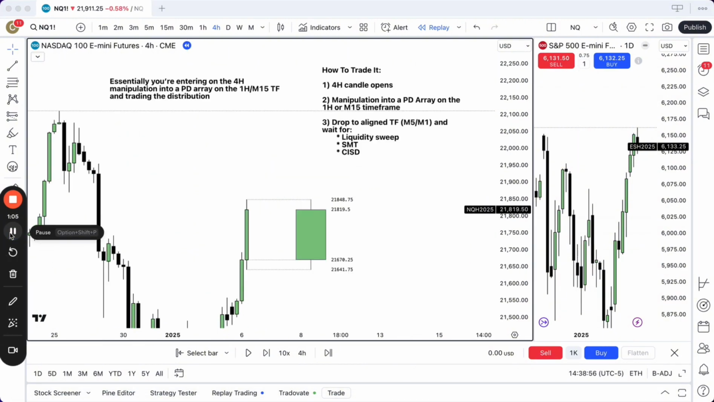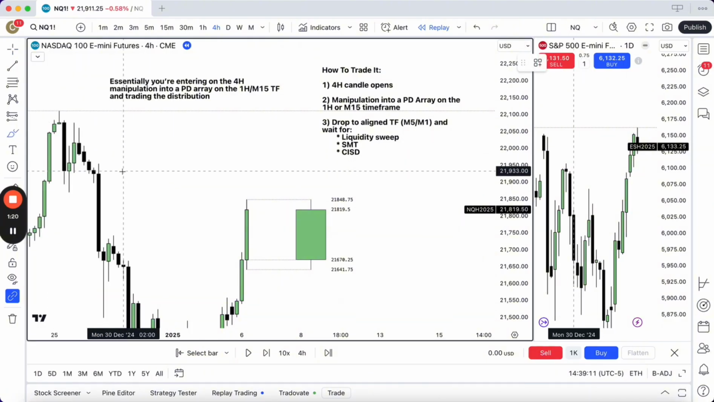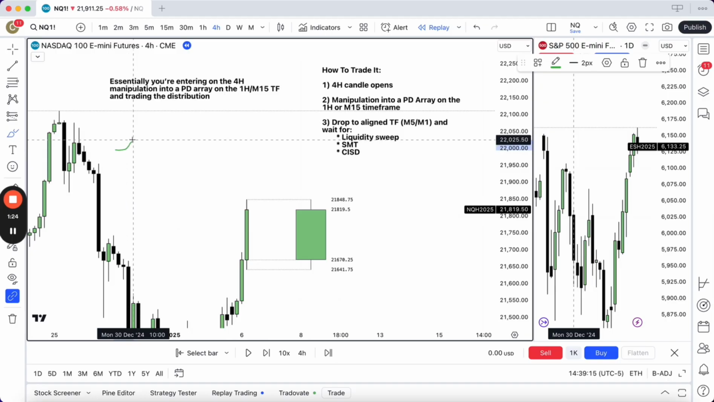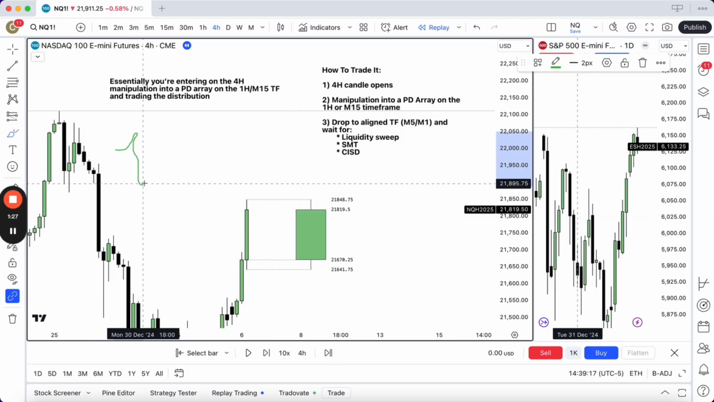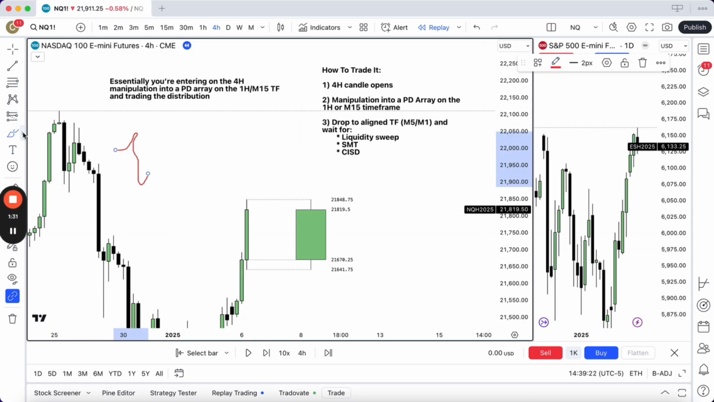So what the 4-hour PO3 actually is, essentially, you're entering on the 4-hour manipulation into a PD array on the hourly or the 15-minute time frame, and you're catching the distribution. If you watched my last video, you know that in a bearish scenario, price opens, trades higher, trades lower, and then closes. And in a bullish scenario, price opens, trades lower, trades higher, and then closes.